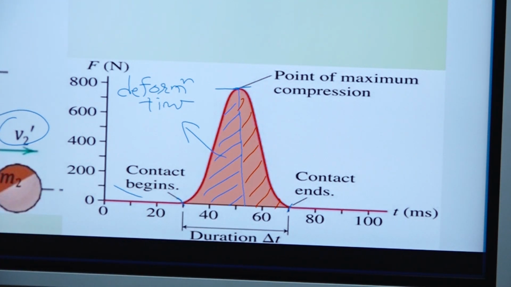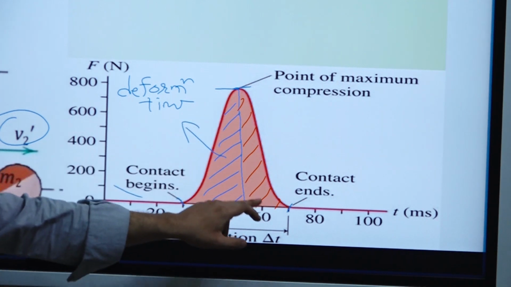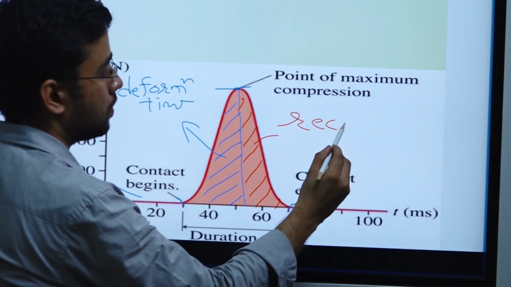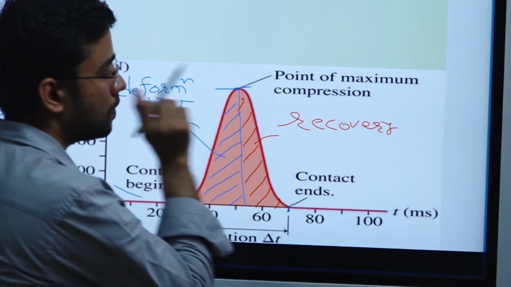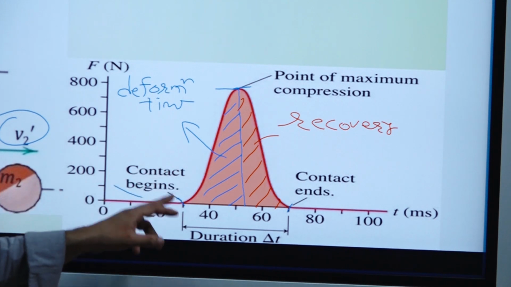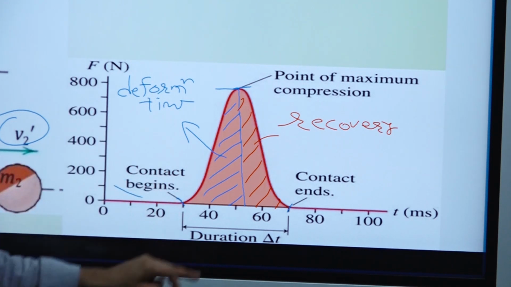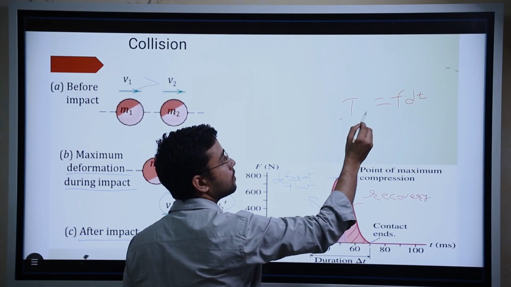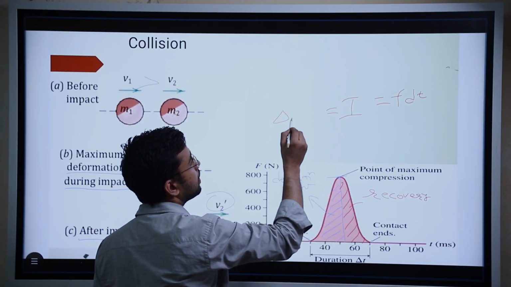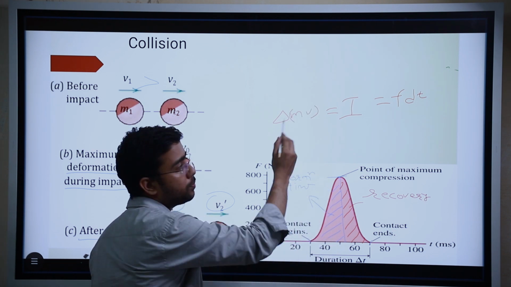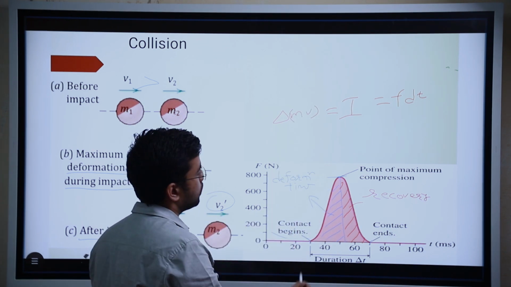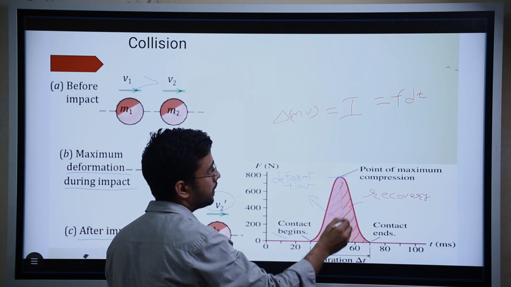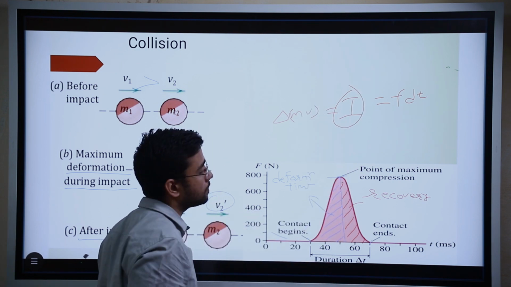This is the time of recovery. So this area is the time of recovery, right. We know that the area between force and time, F dt, is equal to impulse, that is delta mv, m2 v2 minus m1 v1. So if we can calculate this area in some practical condition, we can find out the impulse directly.